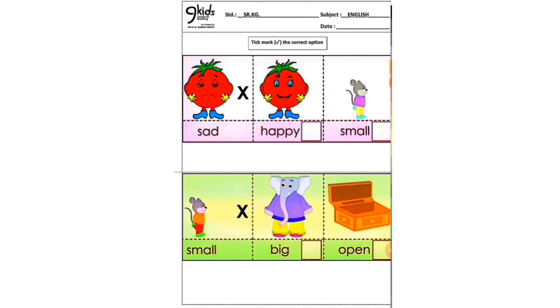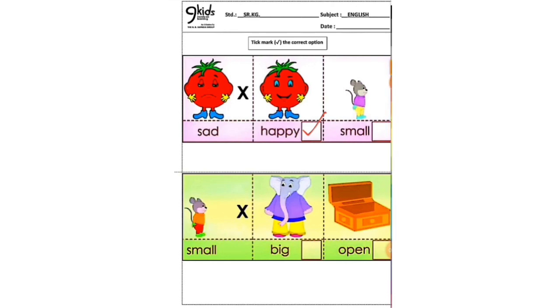Now, the second worksheet. We had to tick mark on the correct opposite. So the first one was sad face, SAD. The opposite of sad would be happy face, HAPPY. So you need to tick mark over here.